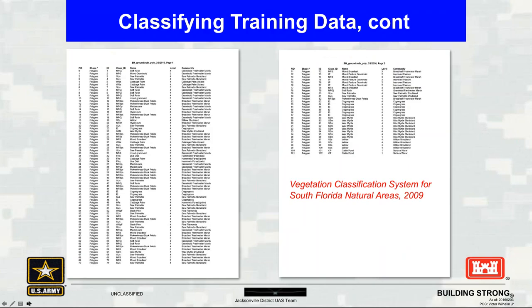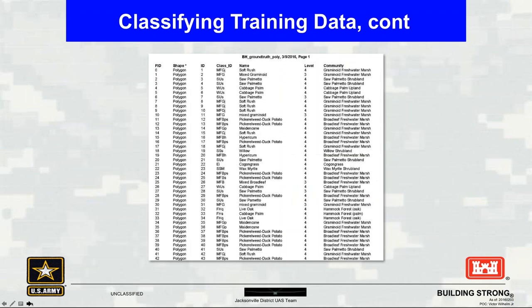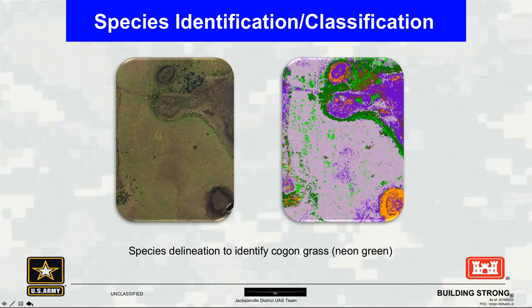And we used the South Florida Natural Area classification system for each one of those polygons. Not sure if you can read some of those. Maybe slide 74 you can. Next slide, which will be 75.